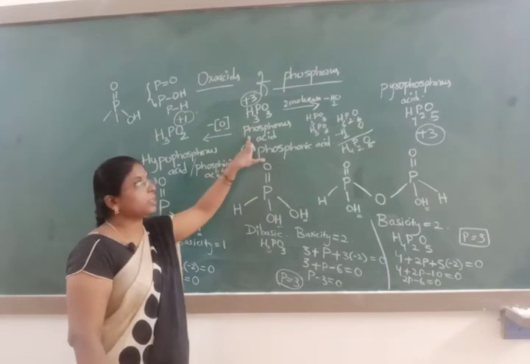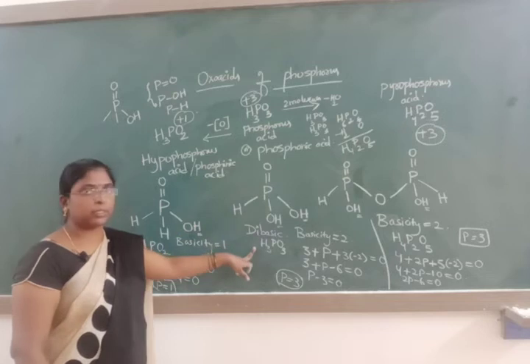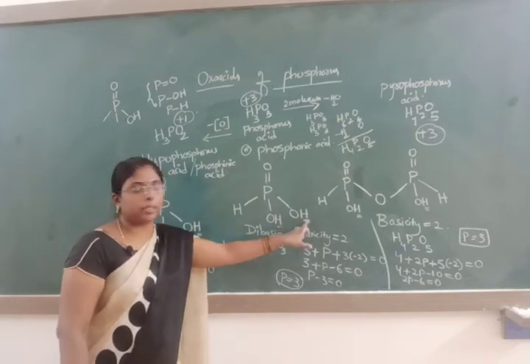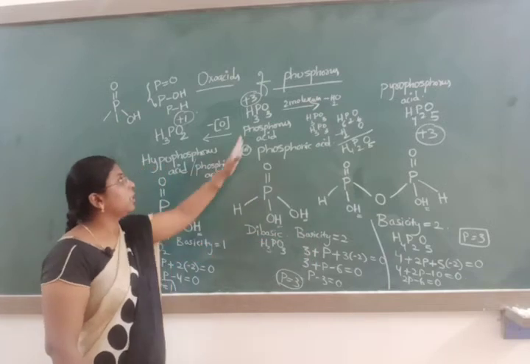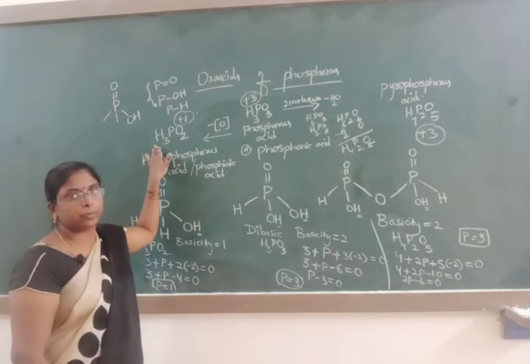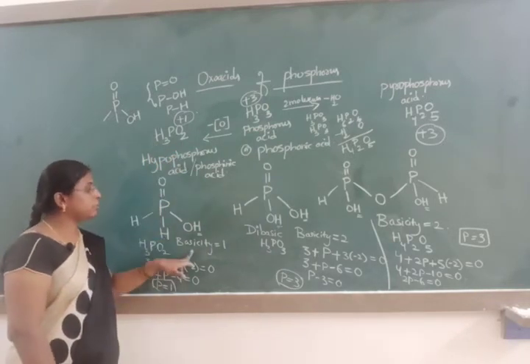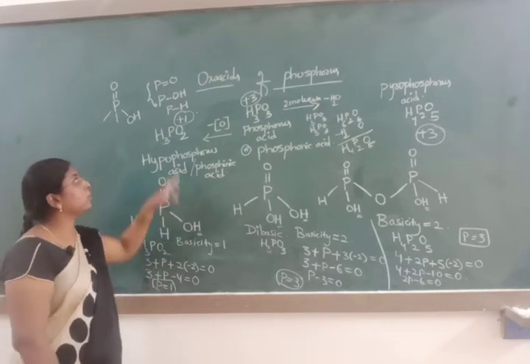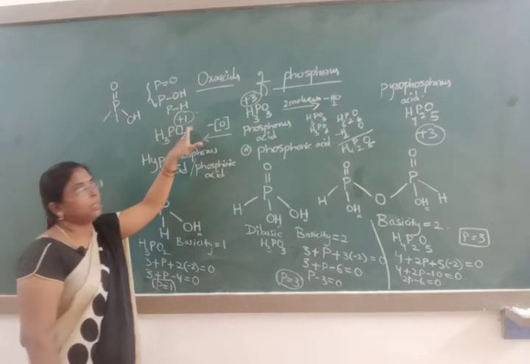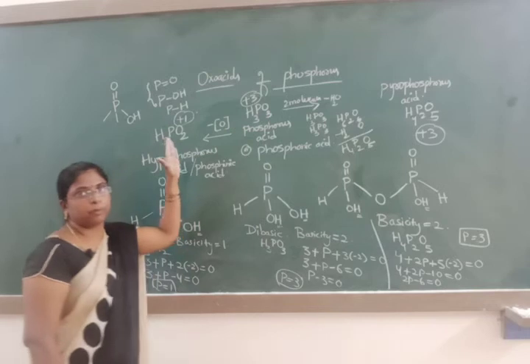H3PO3 is phosphorus acid. Its oxidation state is plus 3. Here its basicity is 2. 2 hydroxyls are there. We can replace only 2 hydrogen atoms. Hence its basicity is 2. If I remove one oxygen from phosphorus acid, I will get hypophosphorus acid, H3PO2. Its basicity is only 1 and its oxidation state is plus 1. This is plus 3 and this is plus 1. The oxidation state of hypo is always lower compared with phosphorus.